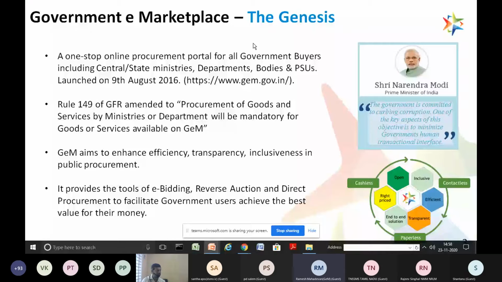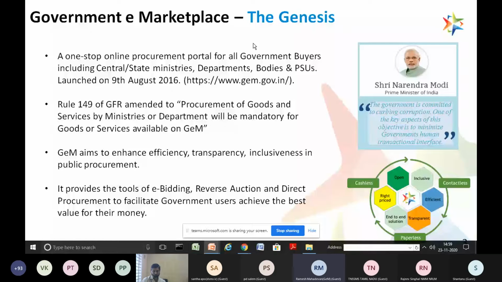The entire central government bodies and the PSUs are mandated to procure only through GeM. For the state part, various states across India have signed up with GeM. Close to 35 states have already signed an MOU with GeM, which means they also come under the purview of GFR Rule 149. Rule 149 is one of the rules of GFR; we may not be discussing the other rules. That mandates government bodies to procure only from GeM.